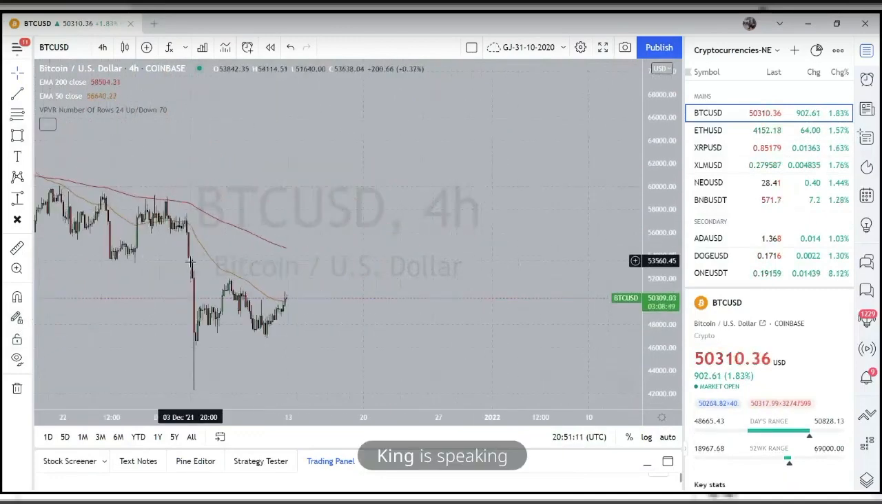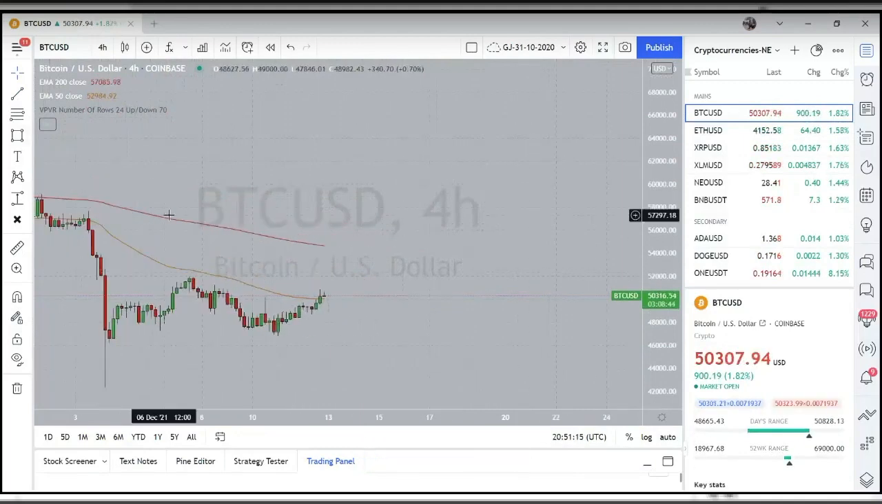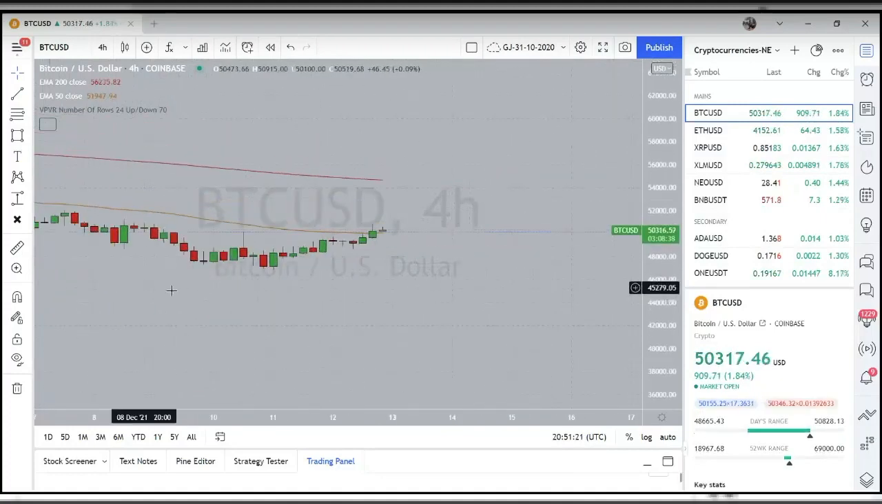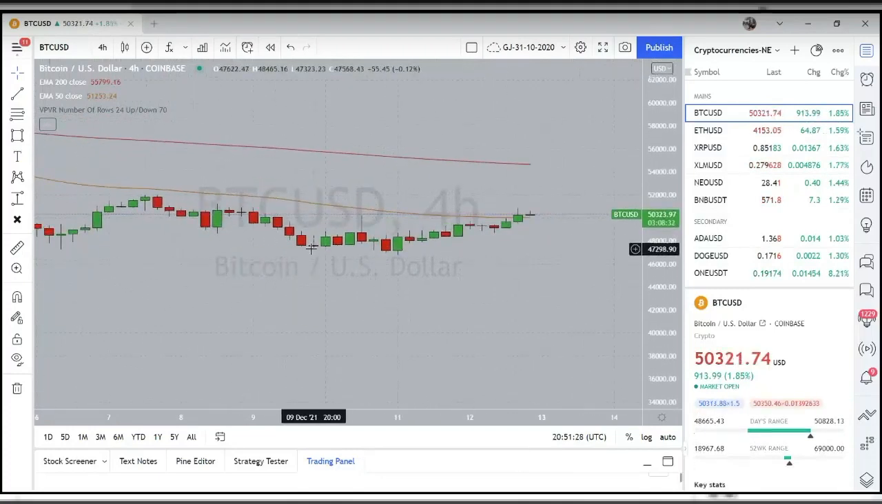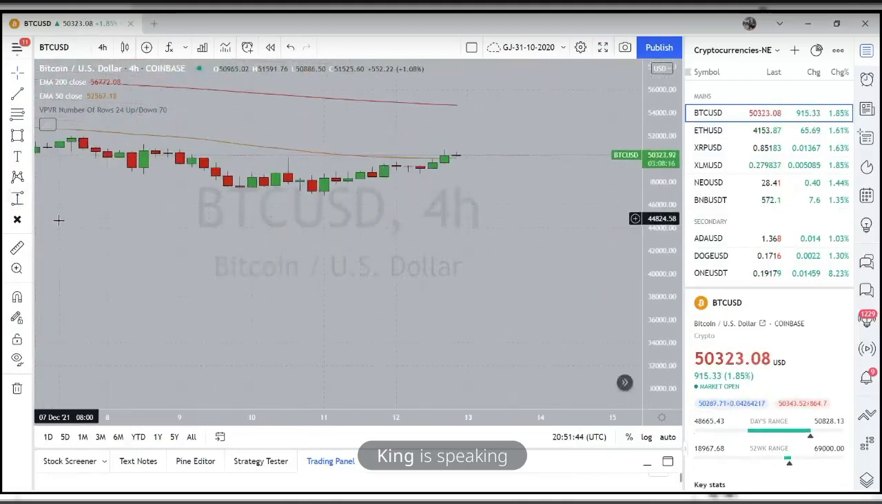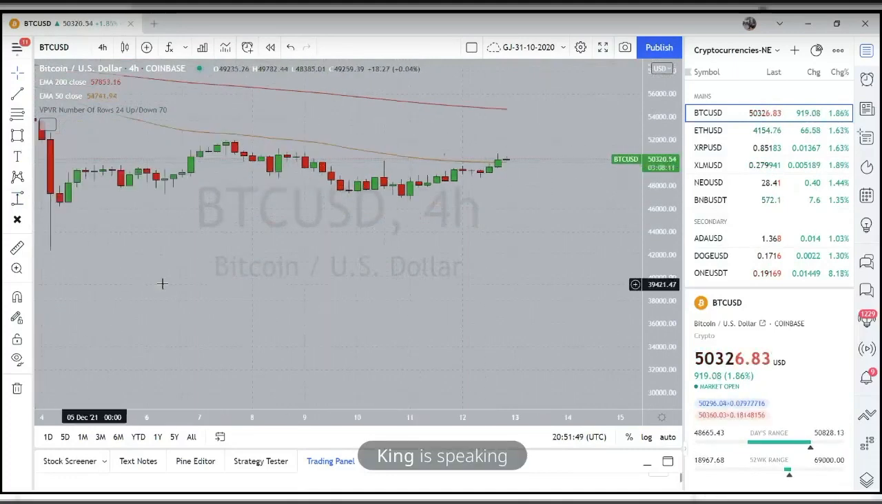So if we go into the 4 hour and just look at where dojis are forming, we've got one here before a 6 or 7% move. I don't want to look at these ones here because nothing's played out yet, but I'm expecting price to be going towards 53, 54K from here.